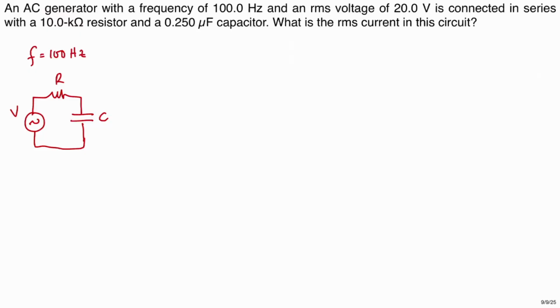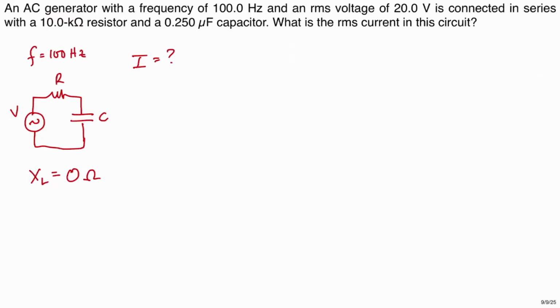So there's no inductor in this problem, which makes calculating X sub L really easy. What's X sub L going to be? 0. There's no inductor, so there's 0 reactance there. All right, what do they want us to find? RMS current, right? So I'm going to write that down. I want to find the current in this circuit.